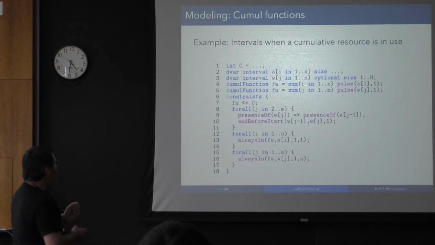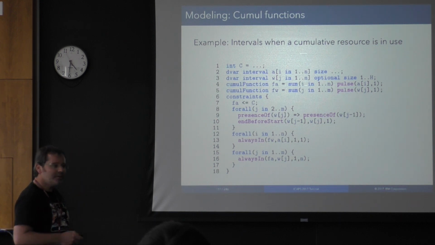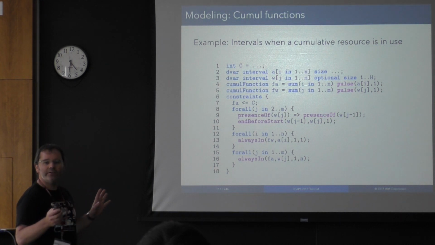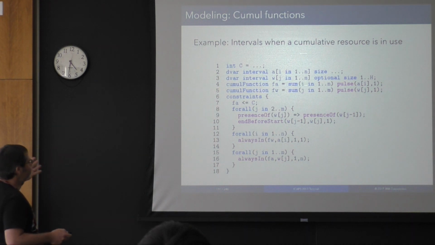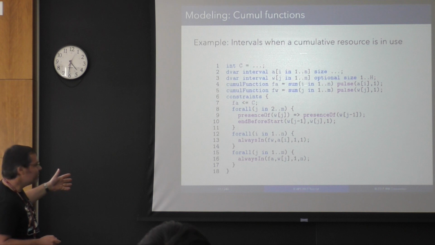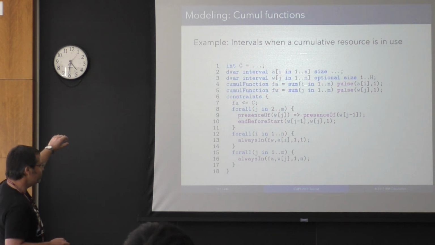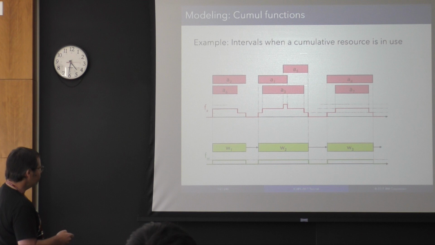This is a little more tricky piece of model that illustrates a little bit the kind of things you can do with cumul functions. I don't know if just reading the model you can understand what it does, but you have basically two sets of interval variables, A and W. You have two cumul functions, and you have a set of constants. What it says is this.